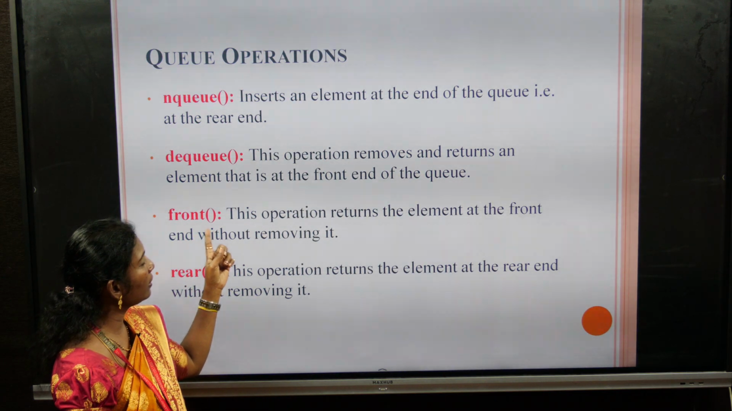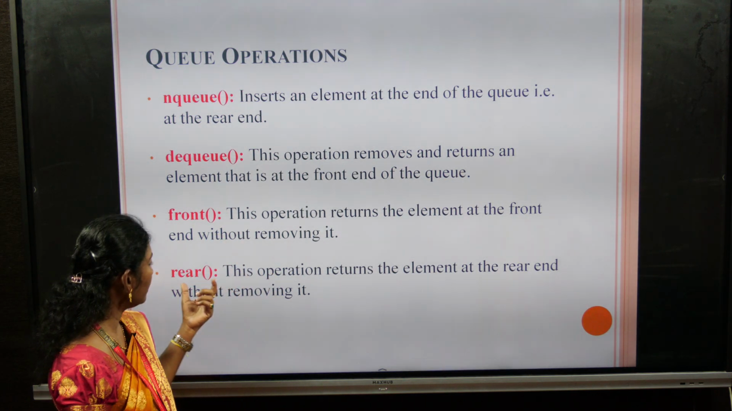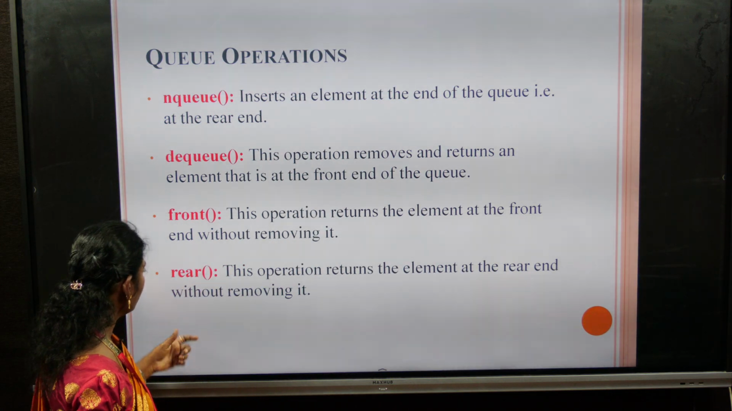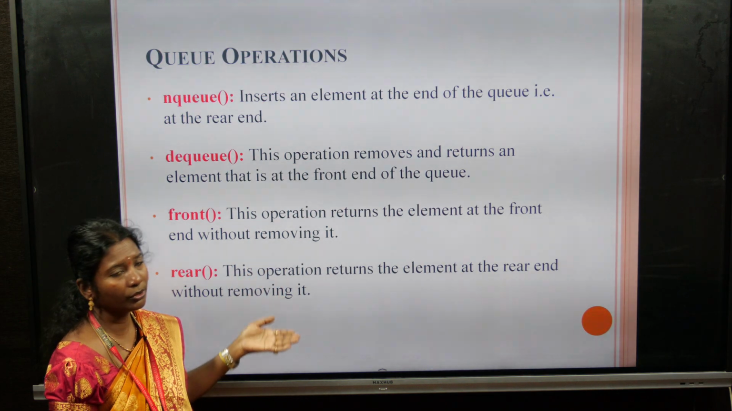So the front operation will give the element which is at the front position, and the rear operation will give the element which is at the last position. It doesn't remove any data item, it just returns the data.